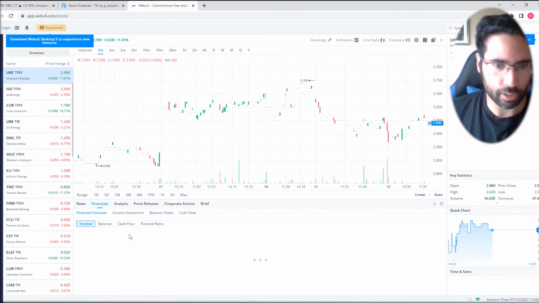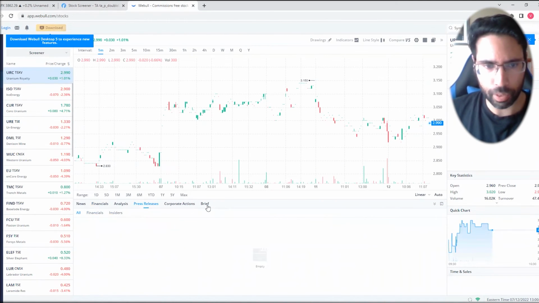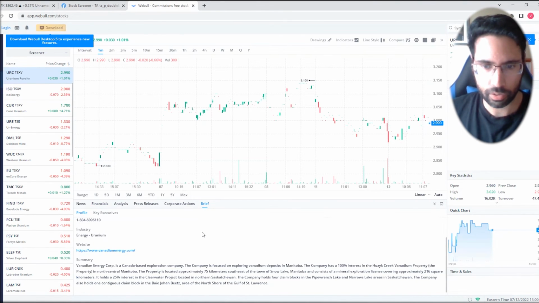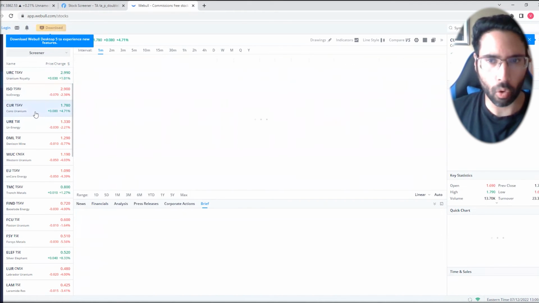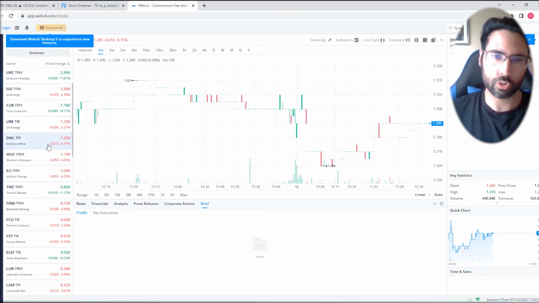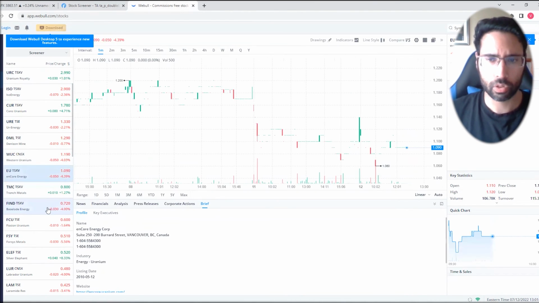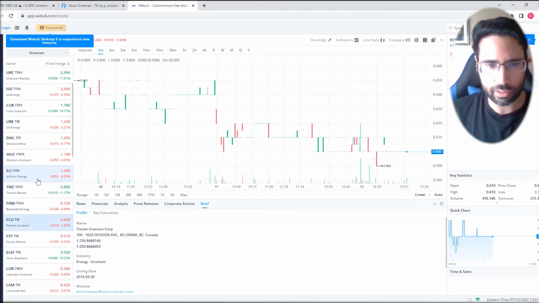You can look at the financials as well, the income statement, press releases, a bit of a brief explanation on what the company does and where they're located, their main website, and you can just do so with all the stocks that you've screened here. So very powerful tool here for Canadian investors who want to focus on Canadian markets, because let's face it, that TMX screener has some limits, but I think this app here, Webull, is perfect for Canadian investors and US investors.